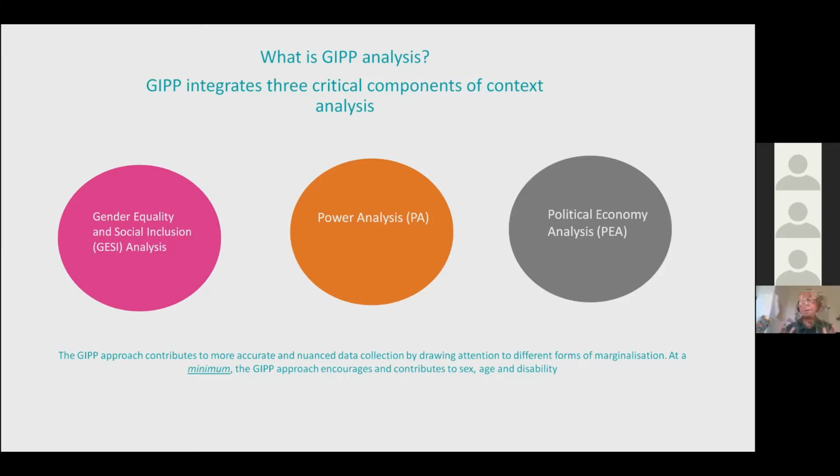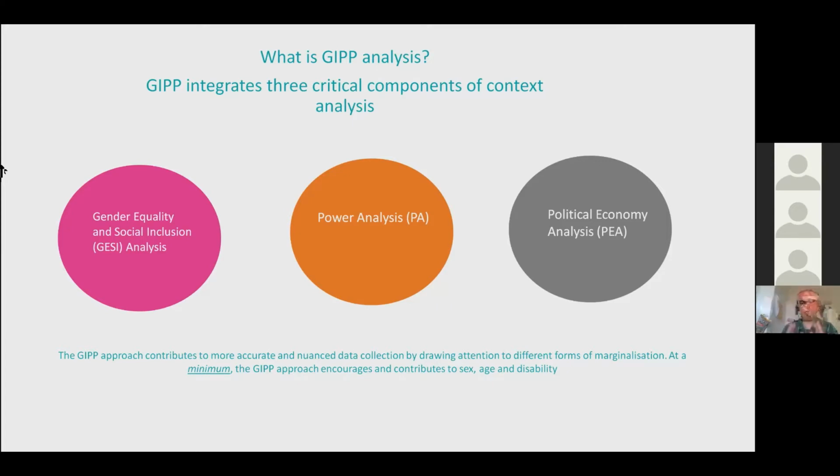So the GIPP approach considers political economy with an embedded GESI analysis and an understanding of less tangible, invisible, and hidden forms of power. Okay. I think there's another point that we make on the slide there about how it contributes to a more accurate and nuanced data collection by drawing attention to different forms of marginalization, and that's been quite an important thing for us as we've gone through.